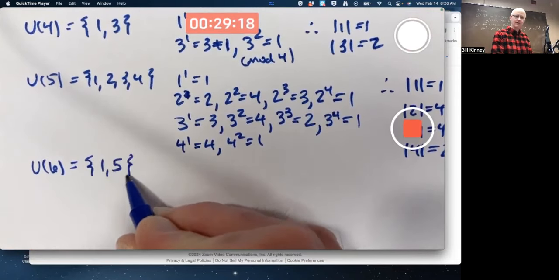U of 7. We'll do two more examples here. 1, 2, 3, 4, 5, 6. It's got 6 elements. 7 is a prime. All the positive integers less than 7 are going to be in the set. Just like with U5, all the positive integers less than 5 are in the set because 5 and 7 are prime. Same kind of thing really happens with 3 as well.